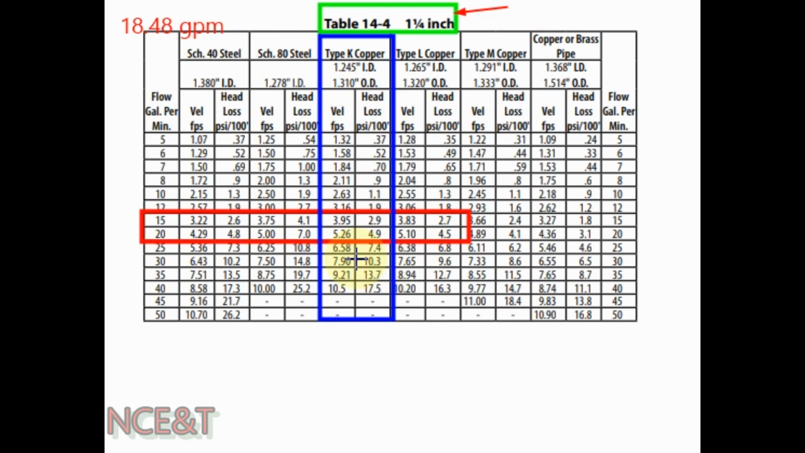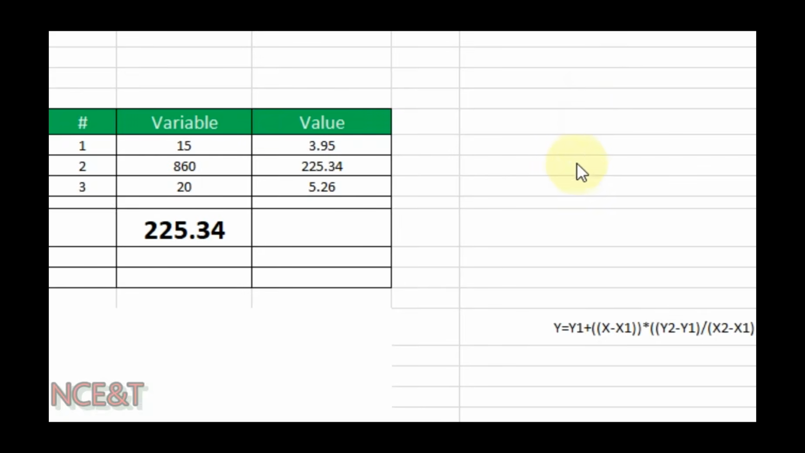To select the exact pressure drop and velocity, again we will use the interpolation formula. For 15 GPM we have the velocity 3.95 feet per second and for 20 GPM we have the velocity 5.26. Then for 18.48 we will have the velocity 4.86.